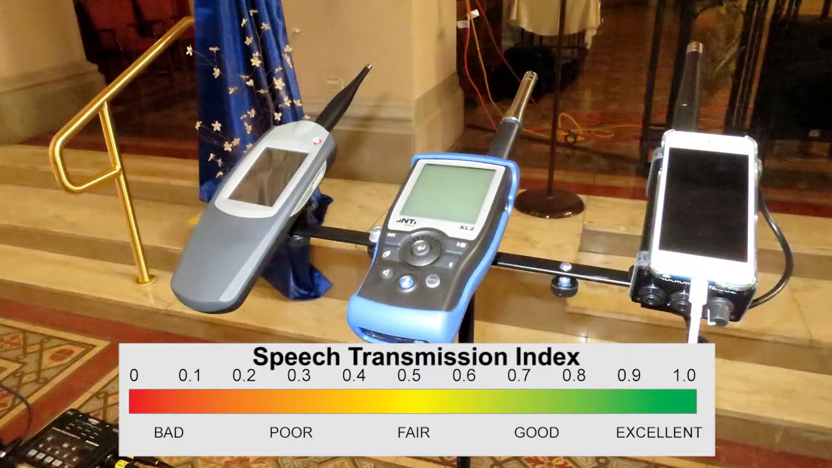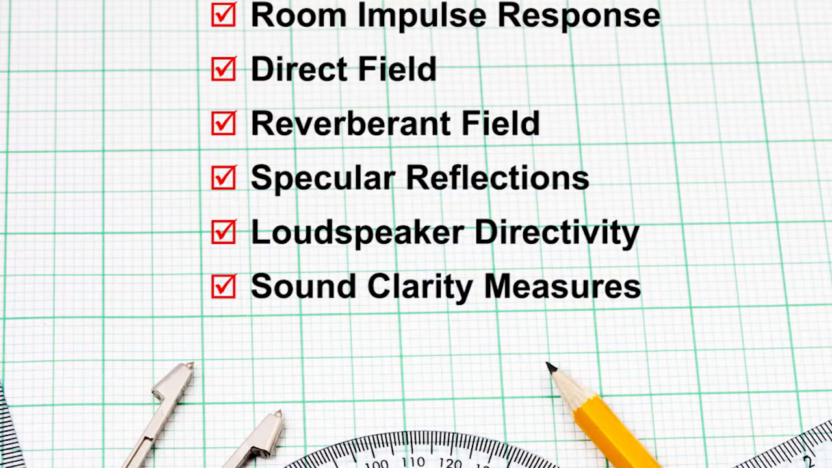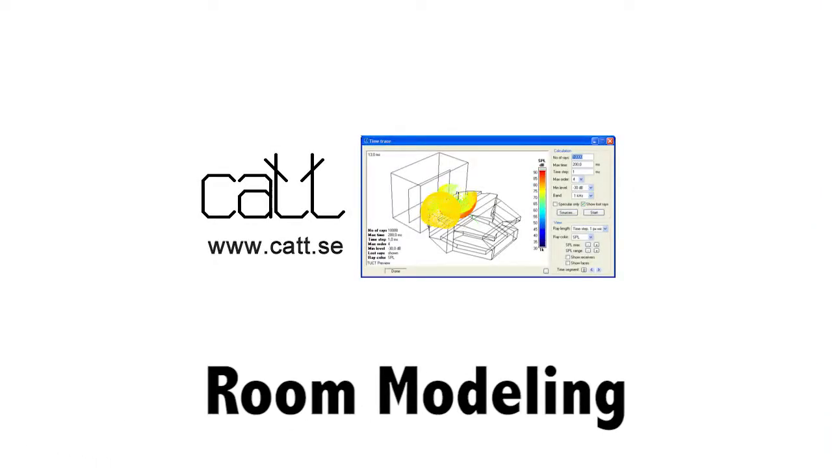The principles covered in sound system design have not changed for decades, but the methods used to complete the design process have changed dramatically. We will demonstrate the use of computer room modeling to evaluate your design decisions and speed the design process.